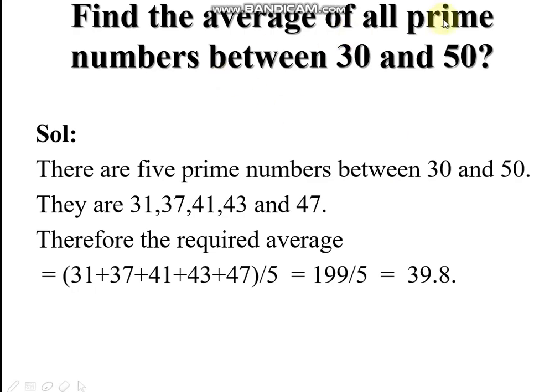Find the average of all prime numbers between 30 and 50. This is the example problem given. How to find? There are 5 prime numbers between 30 and 50, is it? So 31, 37, 41, 43 and 47. These are the 5 prime numbers between 30 and 50. We require the average, so just simply add and divide by 5. We get the average of those 5 prime numbers.